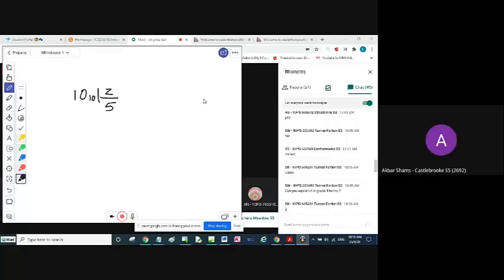So the remainder is 0, right? I put a circle around it and I write it under 10. Okay? Now I'm going to divide 5 by 2.